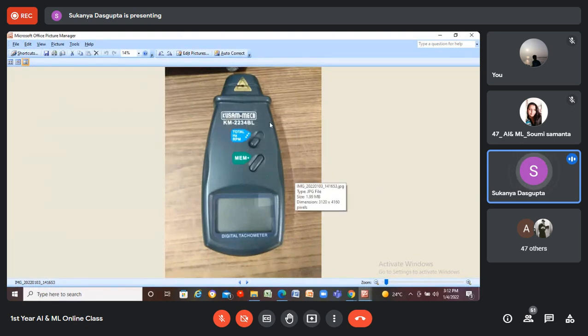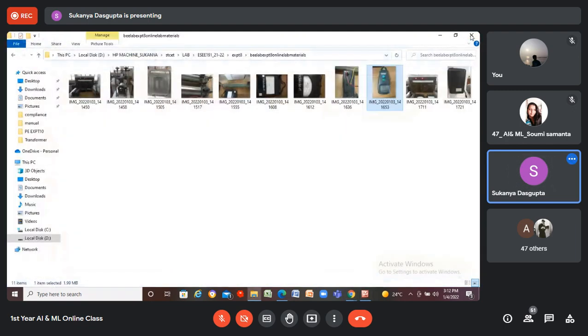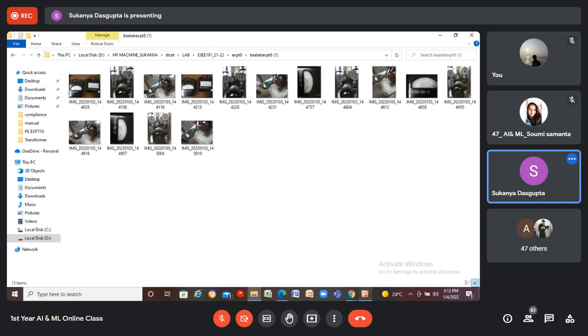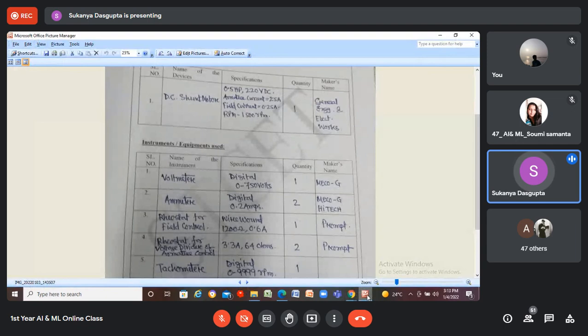Maker's name of this digital tachometer. Have you all noted down the apparatus table? Device under test, specifications? Yes, ma'am. Okay.